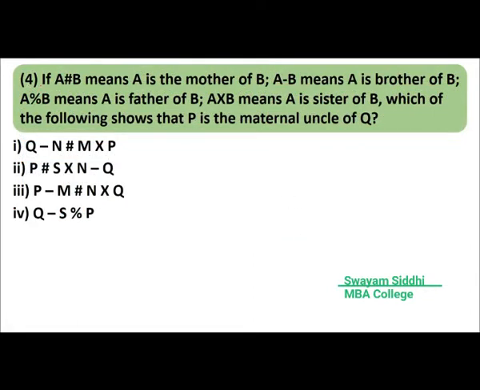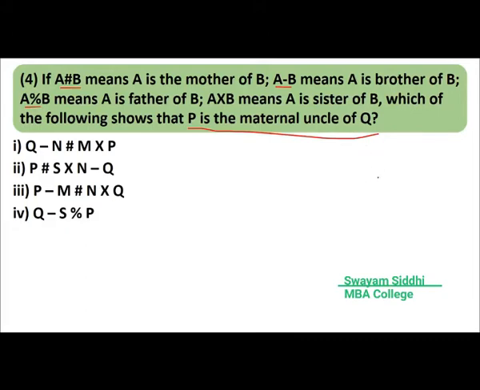Question number 4. If A hash B means A is the mother of B, A minus B means A is the brother of B, A percent B means A is father of B, A multiplied by B, A x B, means A is sister of B, which of the following shows that P is the maternal uncle of Q? Now the real problem starts.